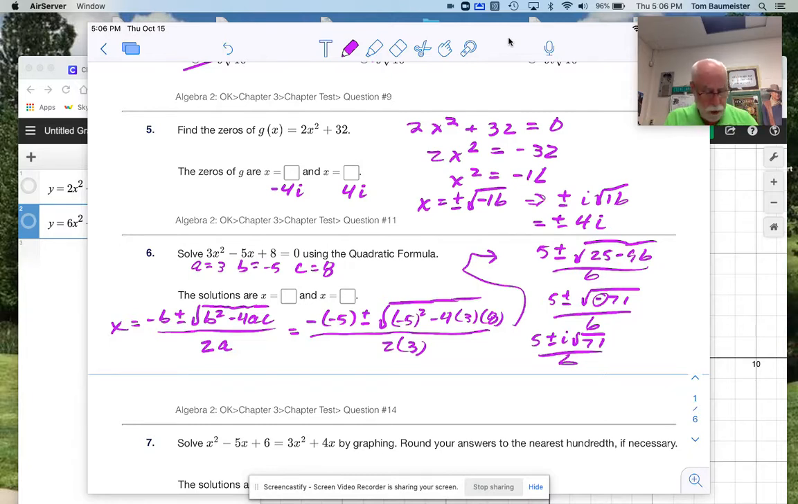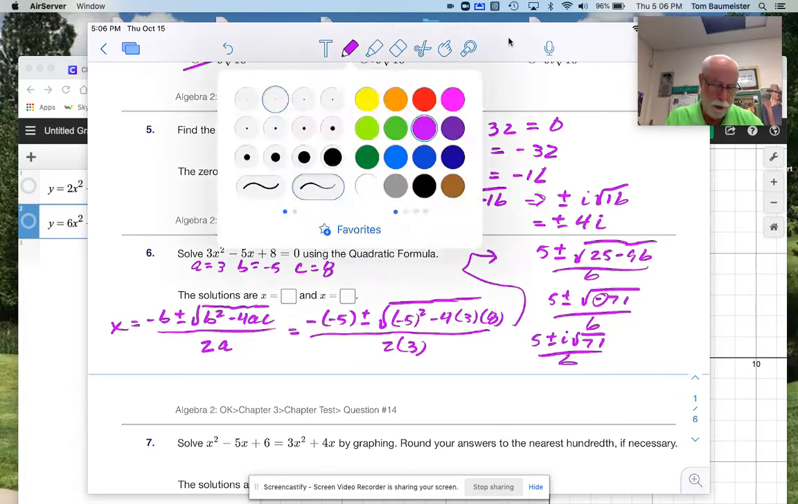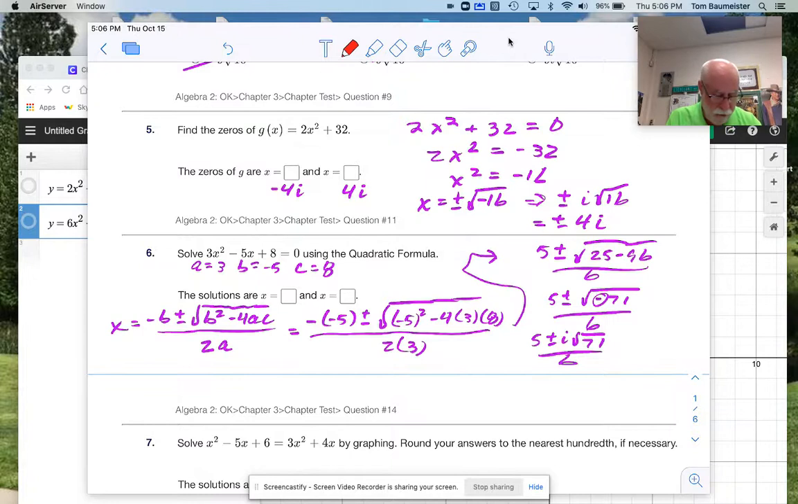So they are going to have you write it down exactly like that. On one of them, your answer will be, and I'll put it in red here so you can see it, 5 plus i root 71 over 6. And the other one will be 5 minus i root 71 over 6. You have to put that because it didn't say round to the nearest whatever. If it said round to the nearest 100th, then you would have plugged that into your calculator. But it didn't tell you that. All right. So remember that part.